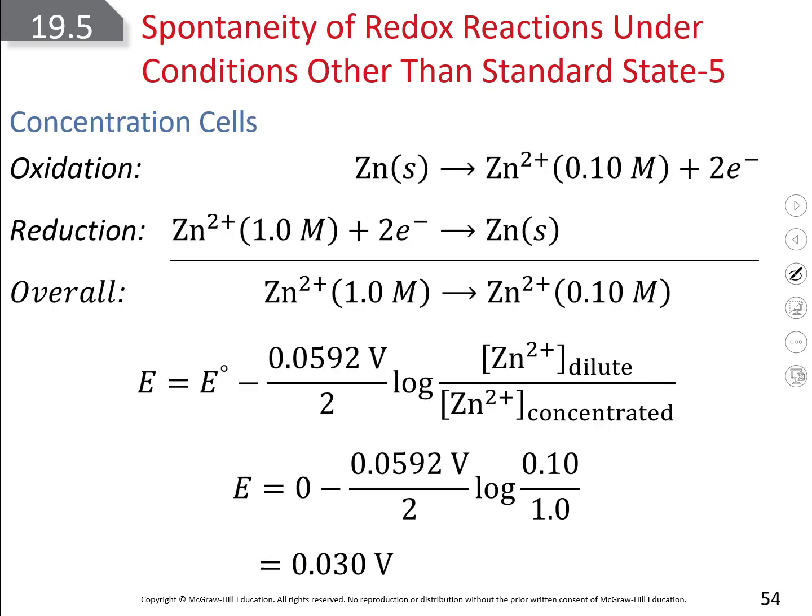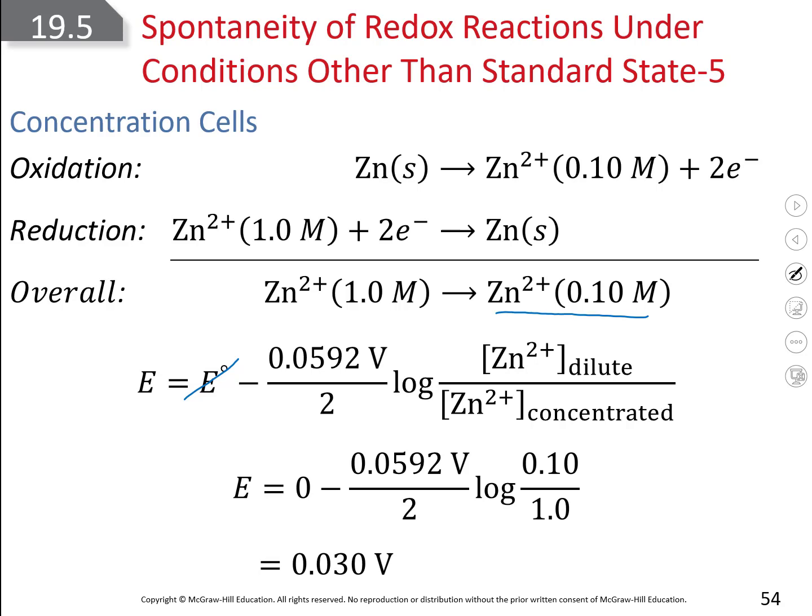All right. So looking at that overall reaction, if our oxidation is the one that is less concentrated and our reduction is the one that is more concentrated, so the 1 molar versus the 0.1 molar, then the overall reaction is zinc going from high concentration towards the zinc that's low concentration. Again, E standard goes to 0 because they're the same thing. 2 electrons were transferred in this reaction. So we have the concentration of Z dilute, because the product, as we can see here, is going to be the ion that was produced in the oxidation, which is our anode, which is the less concentrated one, over the more concentrated.